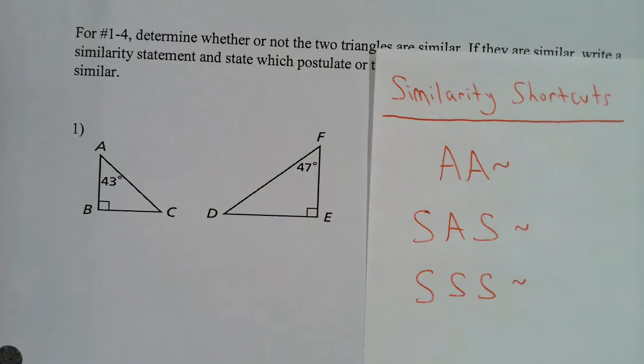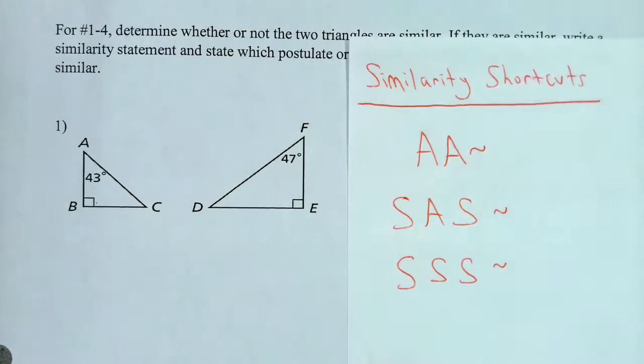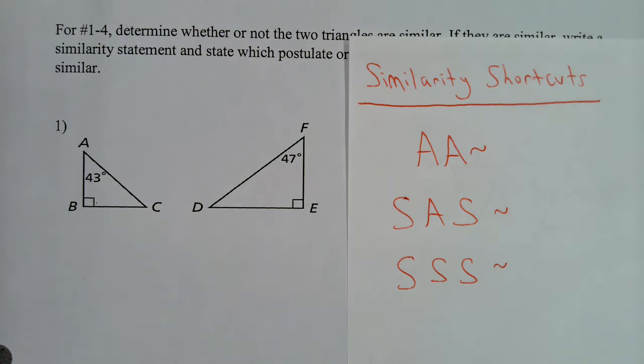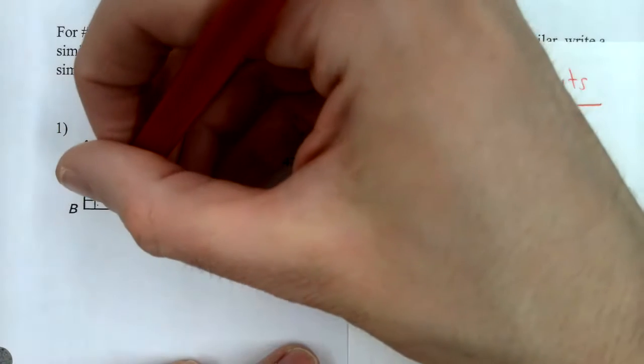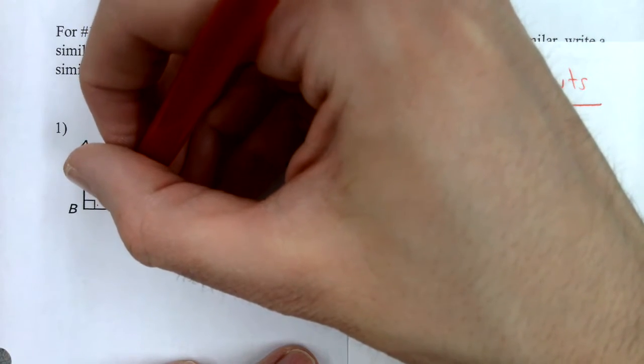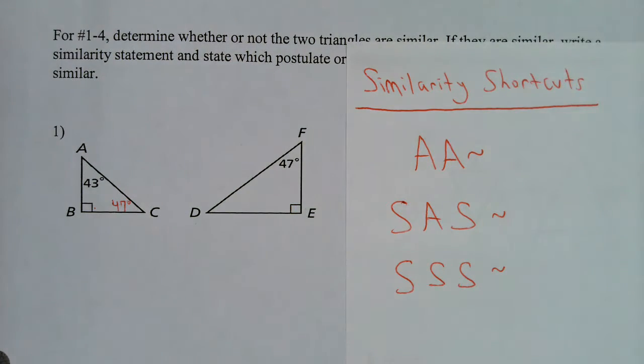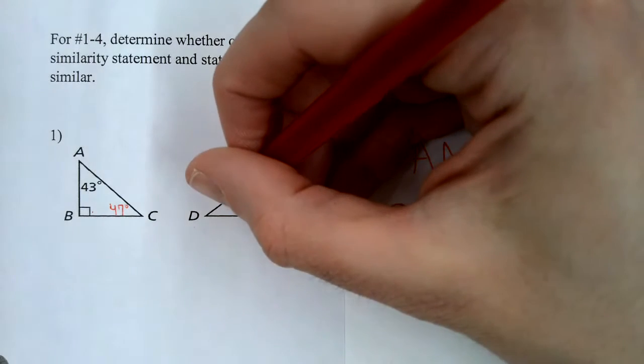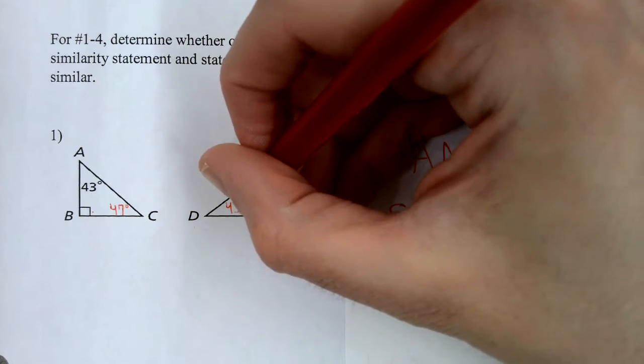So number one, we have this triangle right here. This is 90 degrees. That's 43 degrees. We know that all the angles in the triangle add up to 180. So let's find out what the measure of angle C is. The measure of angle C has to be 47 degrees. And let's get the measure of angle D also. The measure of angle D has to be 43 degrees. So all the angles in that triangle add up to 180.